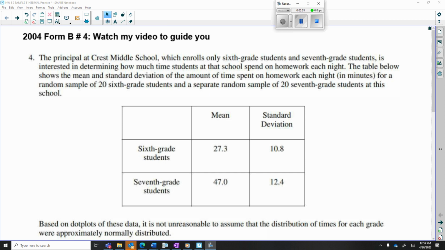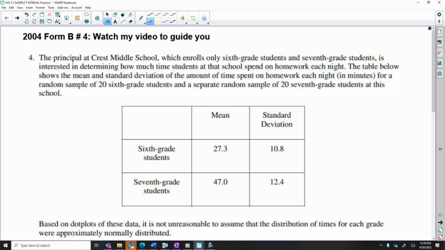Hello everyone. We are going to go through an AP question today. We're going to do 2004 Form B number 4, which is going to be your homework. That's going to build on what we did in my last video, where we talked about all the steps of how to create a two-sample t-interval for means.